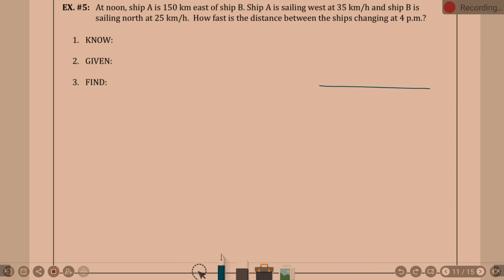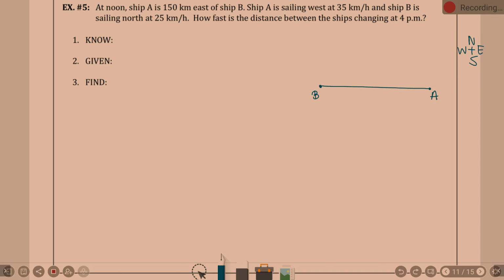Which way? Okay, wait. Do we know our directions? East. Okay. No, wait. Which way did it read? Ship A is 150 kilometers east of ship B. So ship A, ship B.